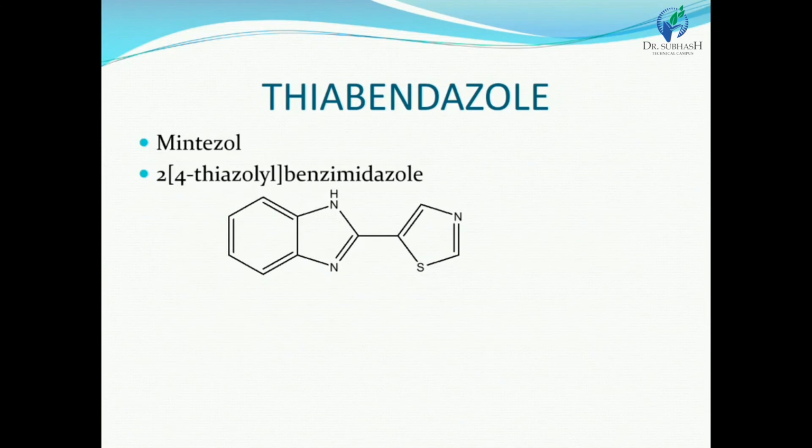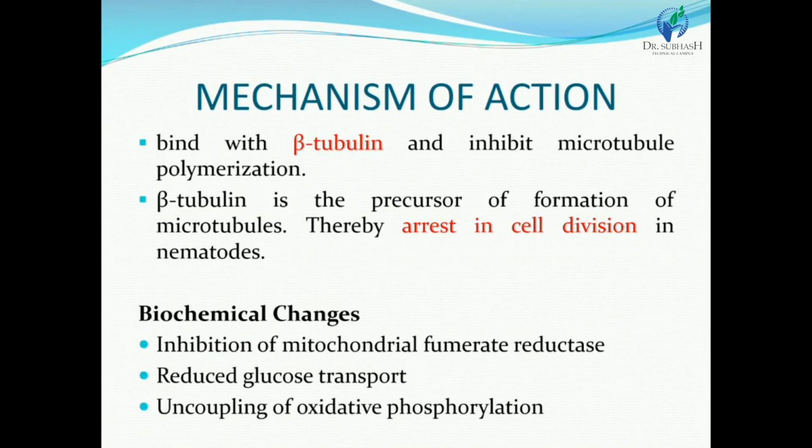Thiabendazole, example, that is mintezol, and the IUPAC name is 2-(4-thiazolyl) benzimidazole. While coming to their mechanism of action, again same like albendazole and mebendazole, they bind with the beta tubulin and inhibit the polymerization of microtubules. Here, beta tubulin is the precursor of formation of microtubules, thereby they arrest cell division in nematodes. So nematodes may have an arrest during their cell division, and further they cannot undergo multiplication, and there won't be a formation of newly developed eggs.